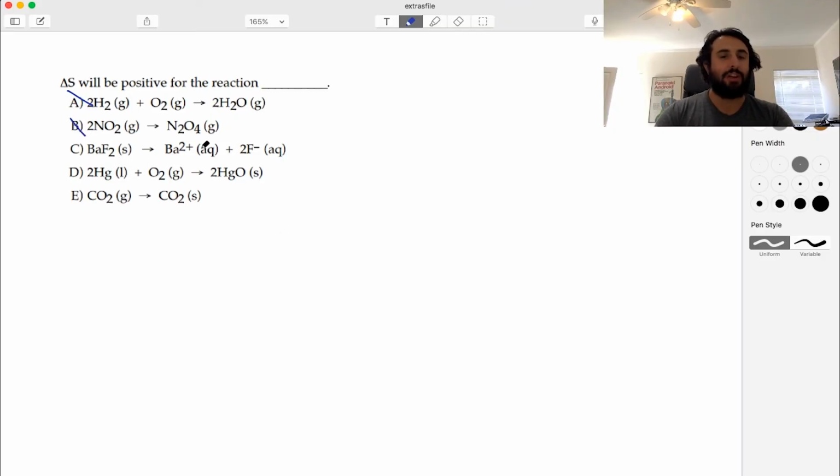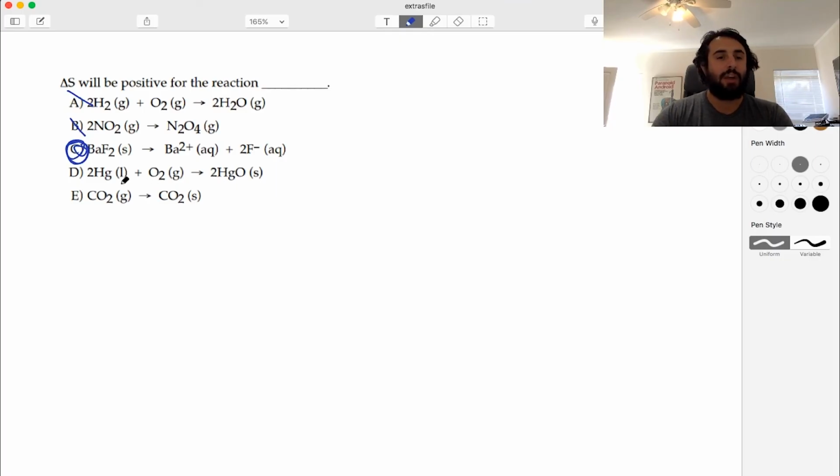BaF2 solid going to barium 2+ and 2 fluoride ions. This is great. So this is dissolution. We're going from an ionic solid, from a lattice structure, to aqueous ions in solution. So the solid lattice has dissociated and all the ions are now floating around. That's definitely an increase in the dispersal of matter because we have this nice neat ordered lattice, and now the ions are all scattered around and solvated by water molecules. So that is it. Let's just look at the other ones as well.